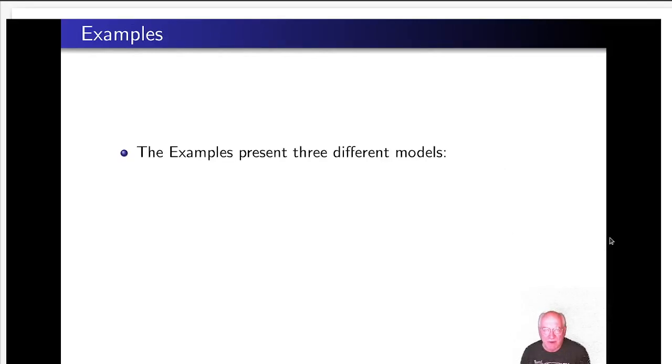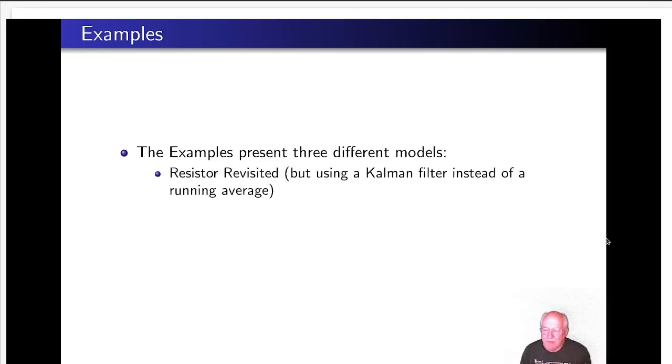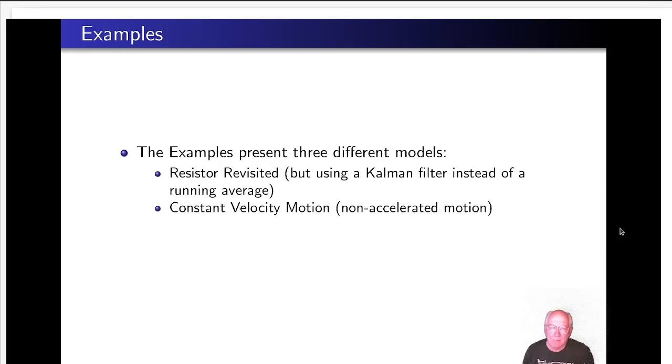The examples present three different models. There's the resistor revisited, which is the same model that we looked at in playlist 1, but this time we're going to be looking at it from a Kalman filter perspective. The second system will be a constant velocity motion system. So there will be two states, position and velocity. And we'll look at the damped harmonic oscillator, which is also two states, but it will be more dynamic than the constant velocity motion.